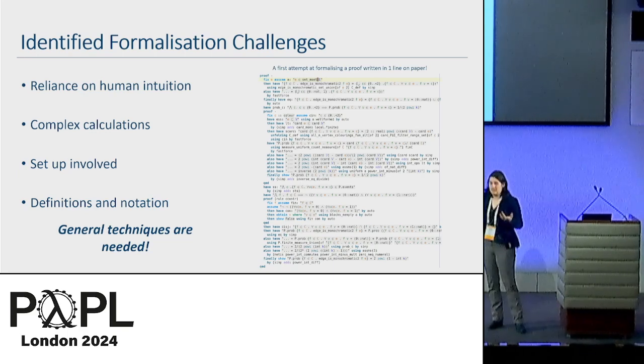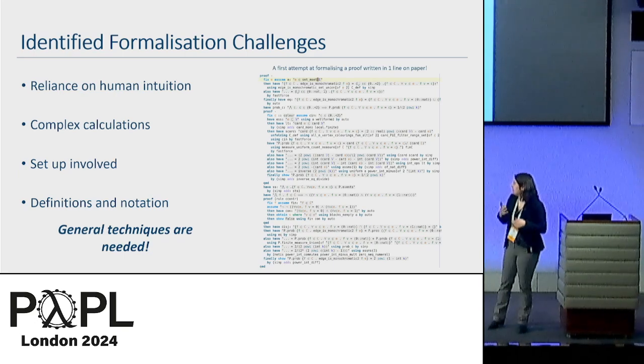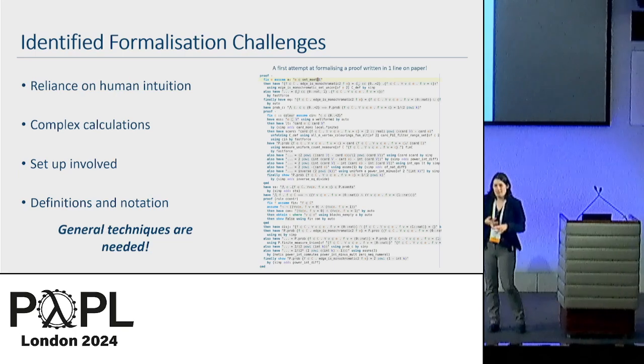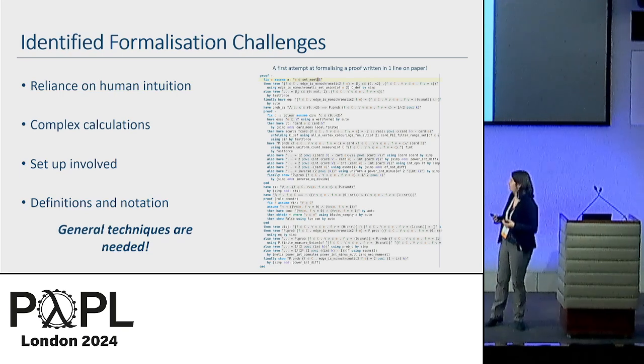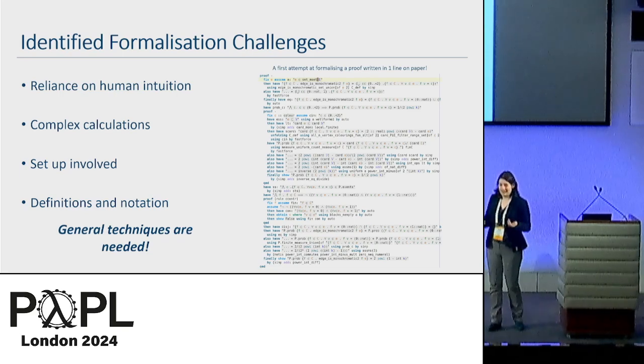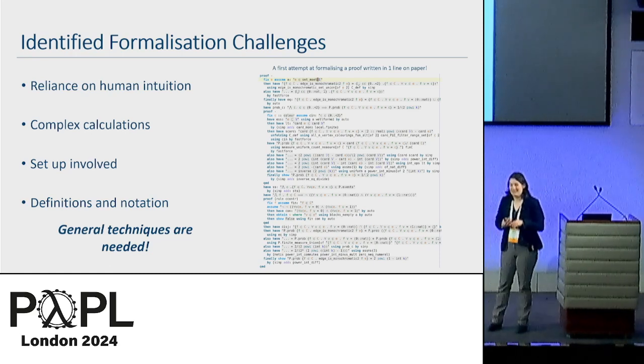And a lot of the challenges were similar, but also you could see some clear probabilistic aspects to them. So there was a reliance on human intuition, but it was quite a different kind of intuition than what I was used to in other, say, combinatorial counting problems, which I formalized before. A lot of complex calculations, that's fairly standard for anyone who's done mathematical formalizations.